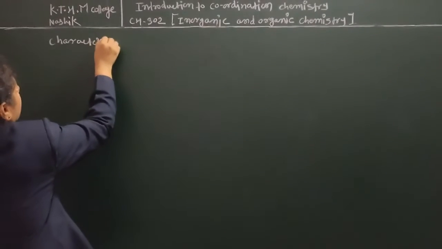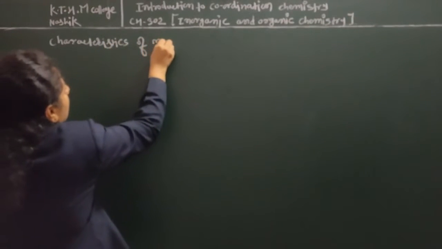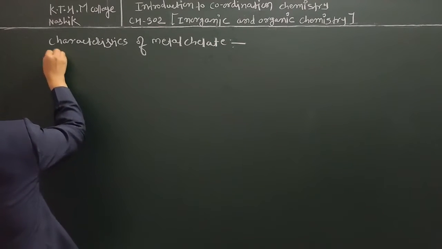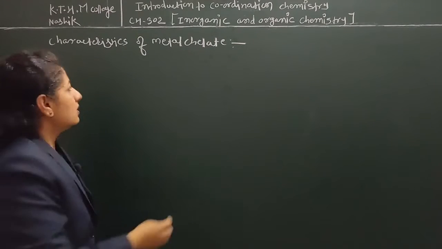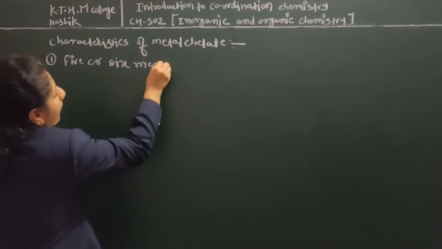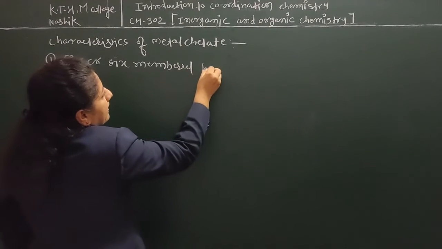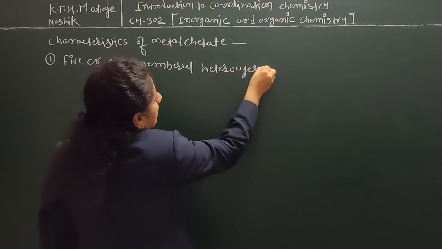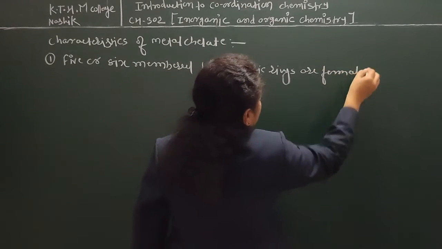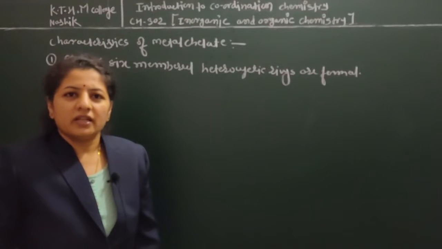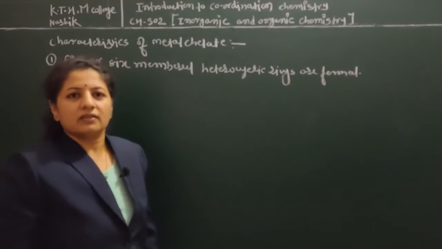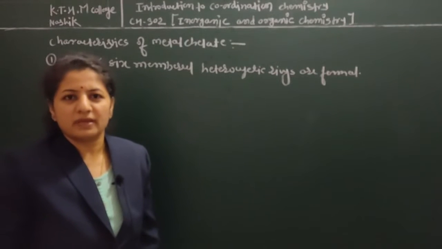Characteristics of metal chelate. As we know, metal chelates are more stable than the simple complex molecule. Generally in metal chelate, 5 or 6 member heterocyclic rings are formed. In metal chelate, the ligand is a chelating agent, so it can form a ring with the central metal atom. That's why 5 or 6 member heterocyclic rings are formed in metal chelate.